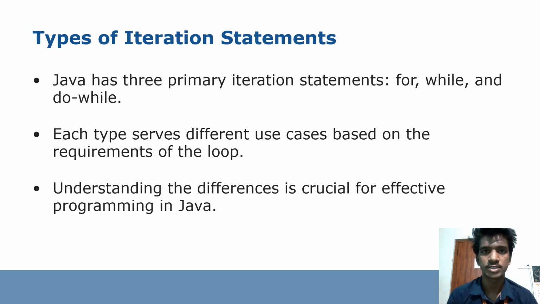Types of iteration statements. Java has three primary iteration statements, and they are for, while, and do while. Each type serves different use cases based on the requirement of the loop. Understanding the differences is crucial for effective programming in Java.